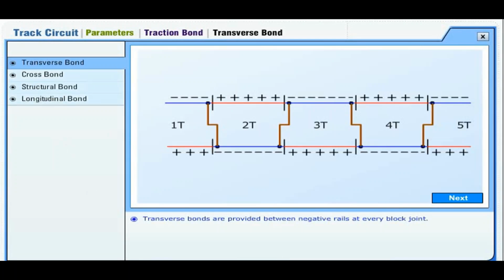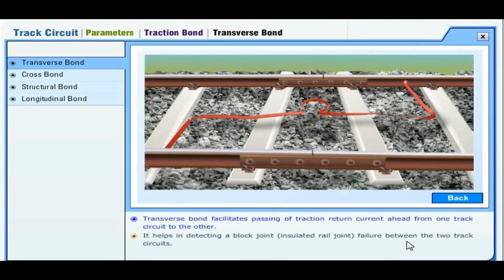Transverse bond. Transverse bonds are provided between negative rails at every block joint. Transverse bond facilitates passing of traction return current ahead from one track circuit to the other. It helps in detecting a block joint, insulated rail joint, failure between the two track circuits.